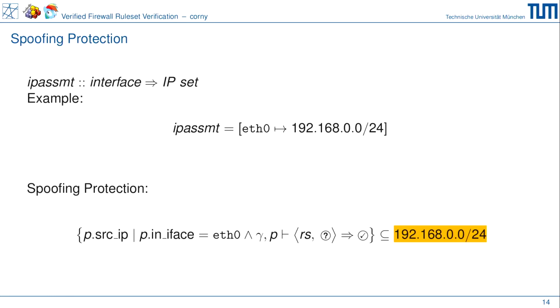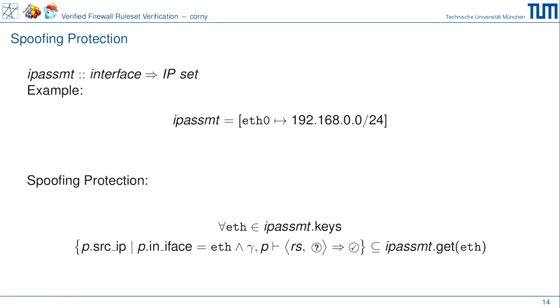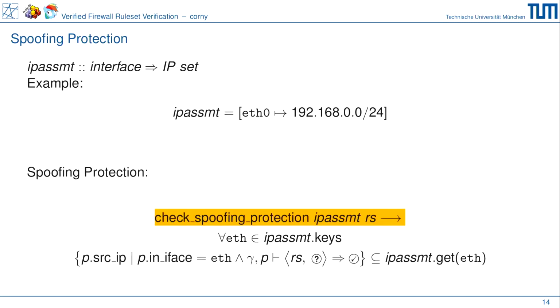Let's generalize that. Let's say we require this for all the interfaces we have in our system, and now we have specified spoofing protection. Okay, again, we have specified it. I guess we all agree that this is spoofing protection. What can we do with the specification? Well, we wrote an algorithm. You only give this IP assignment as above and the rule set, and if the algorithm returns true, you definitely have spoofing protection in your firewall.